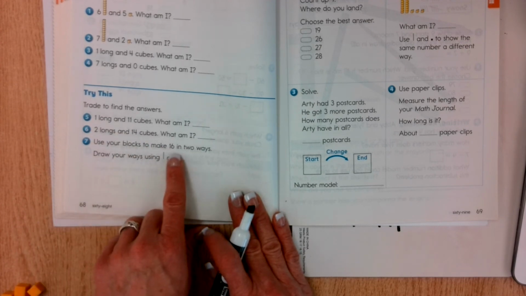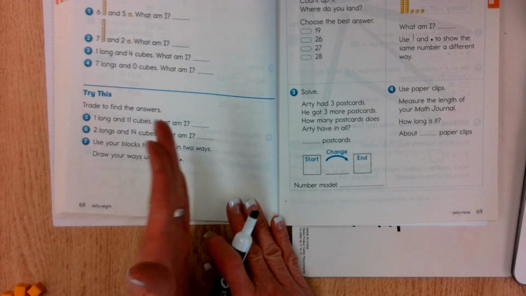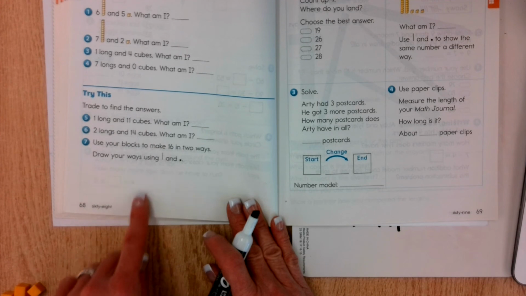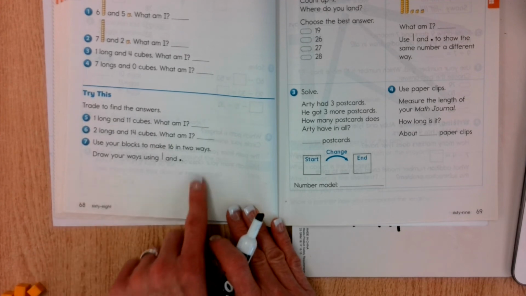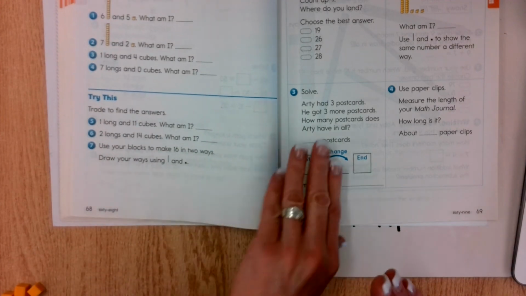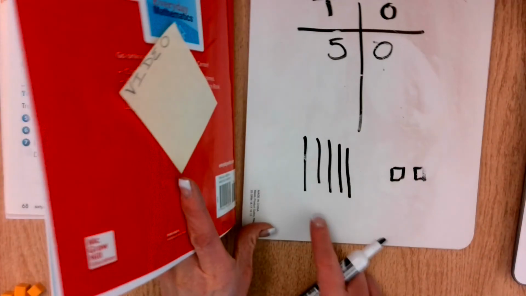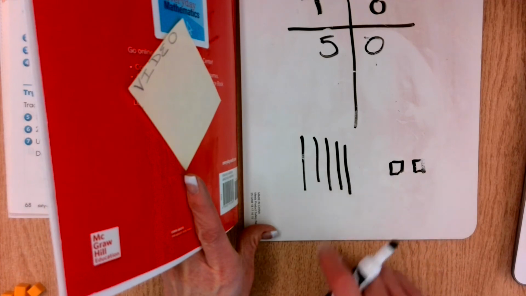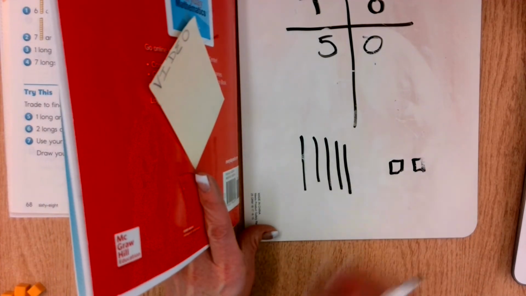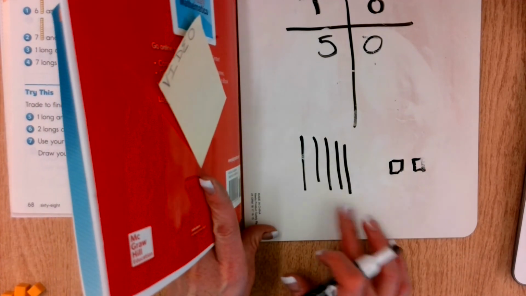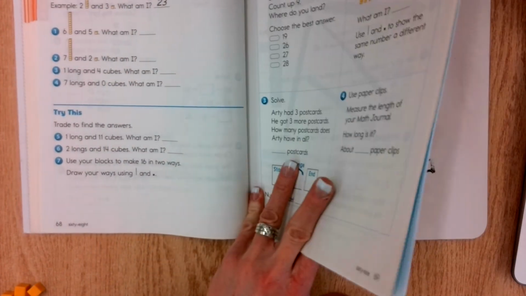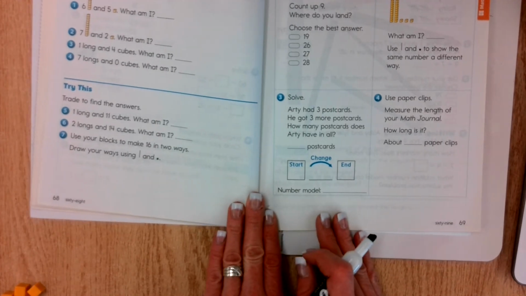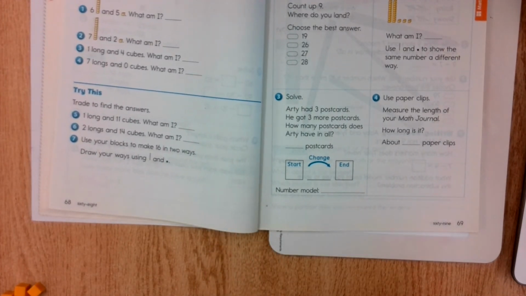Use your blocks to make 16 in 2 different ways. So what if I was you, I would divide your paper in half right here, put a little line, draw 16 one way, draw 16 another way. When they're asking you to draw, they mean using longs and cubes. So there's 2 ways you can do it. Well, no, there's more than 2 ways, but there are ways that you can do it, drawing longs and cubes. How can you make the number 16? Actually, I think there's only 2 ways you can do 16. Bigger numbers you can do different ways.